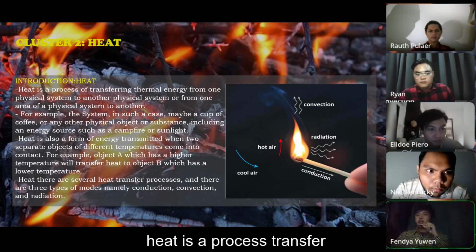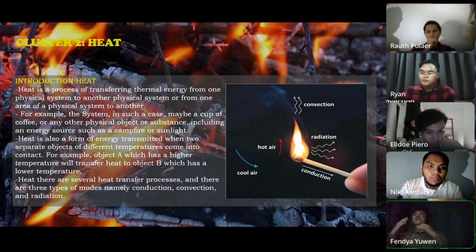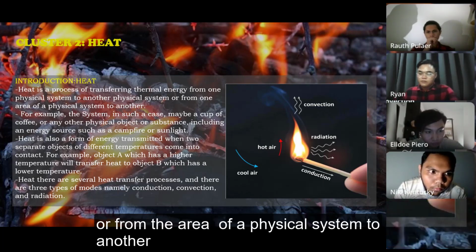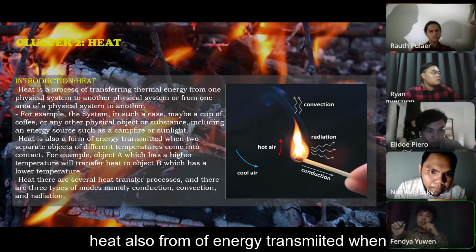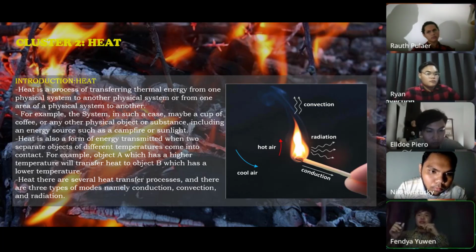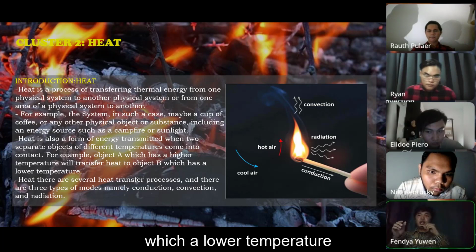Now my presentation, cluster 2, is about heat. Heat is a process of transferring thermal energy from one physical system to another. For example, a cup of coffee or another physical object or substance, including energy such as sunlight. Heat is also the energy transferred when two separate objects with different temperatures come into contact. For example, object A, which has a high temperature, will transfer heat to object B with a low temperature.